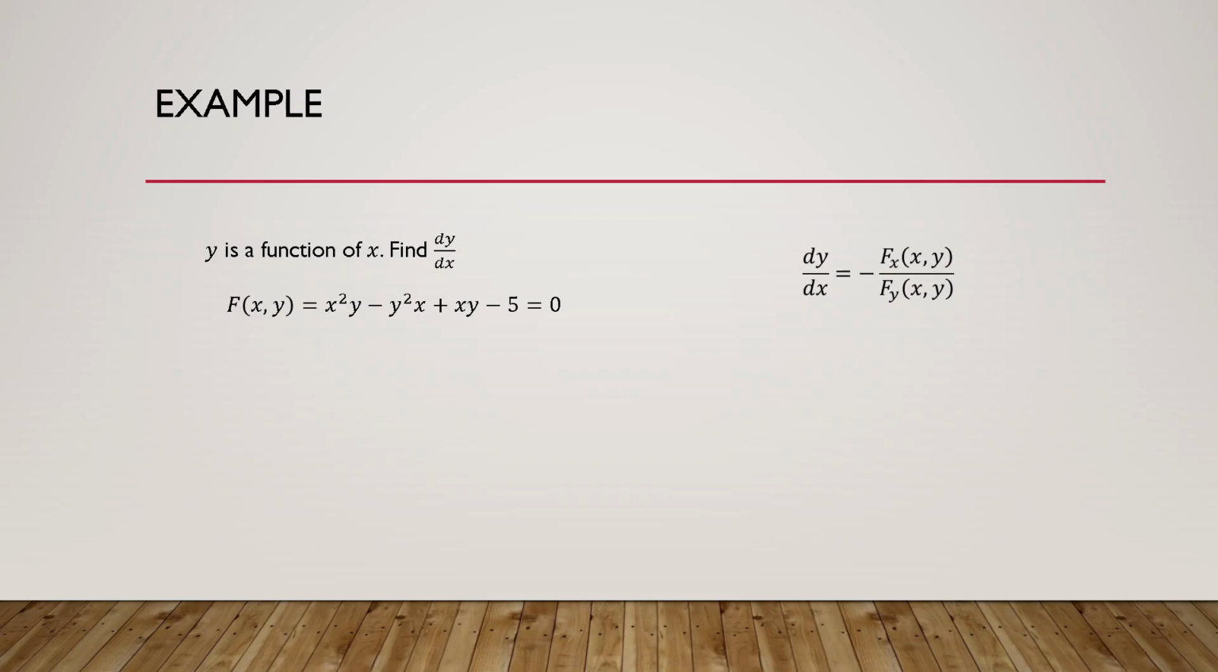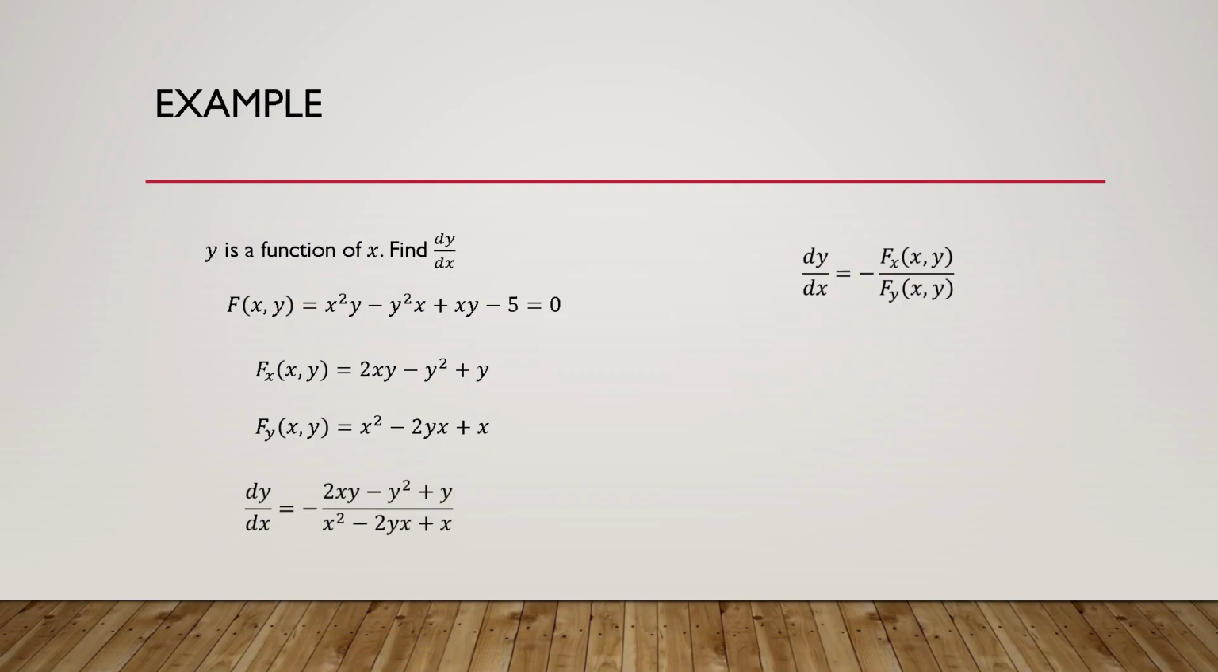For this function, the partial derivative of f with respect to x equals 2xy minus y squared plus y, and the partial derivative of f with respect to y equals x squared minus 2yx plus x. Combine these two to get our final answer, negative 2xy minus y squared plus y, all over x squared minus 2yx plus x.